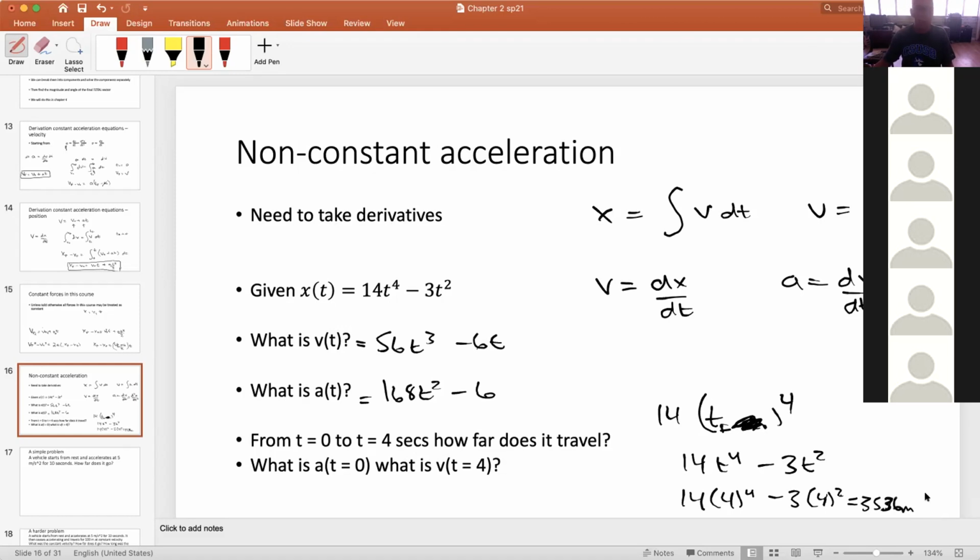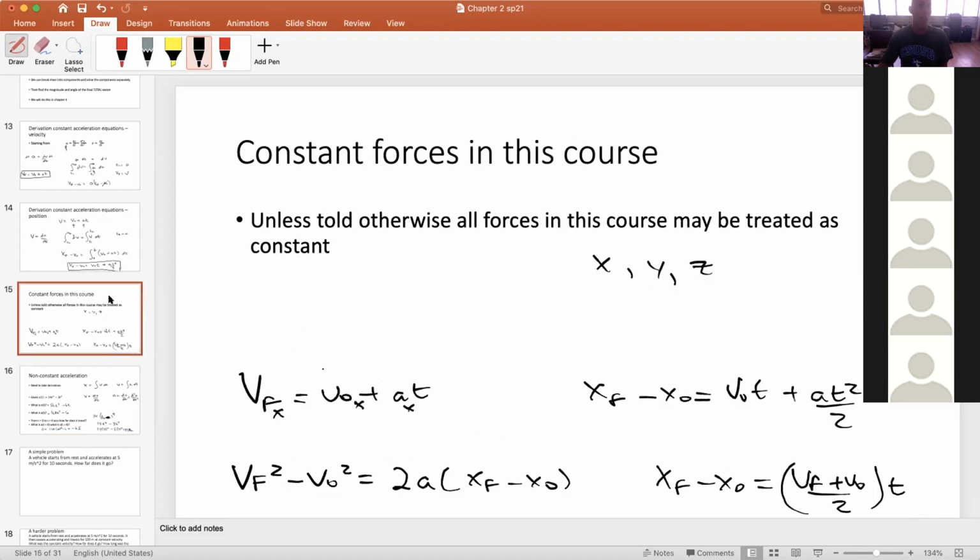Let's call it meters. What is a at t equals 0? What is v at t equals 4? If I plug in 0 for t, I get that a is 168 times 0 squared minus 6, so I get minus 6 x hat. And then v, when t is equal to 4, I would plug in 4 there. I'm sure you guys can do it. So if it's not constant acceleration, you actually need to go through and take the derivatives and maybe do the integrals. I'm not going to make you do that. We're going to assume constant acceleration, which means these equations apply.